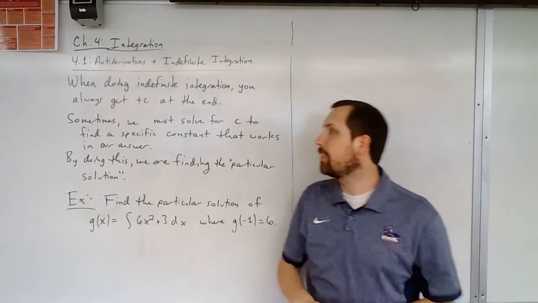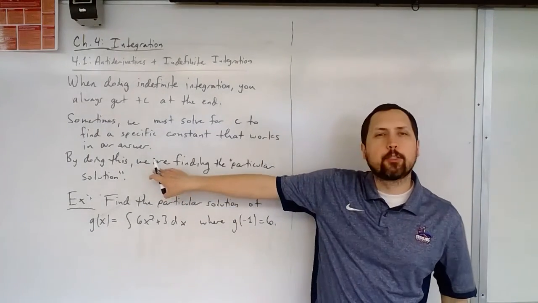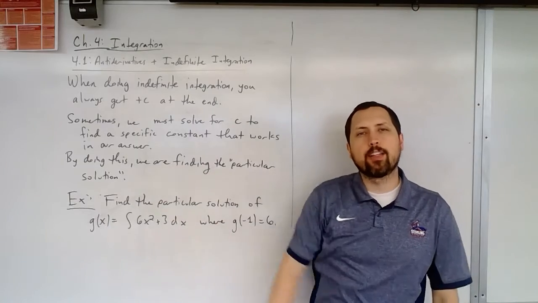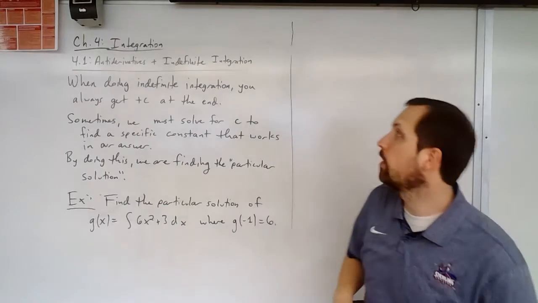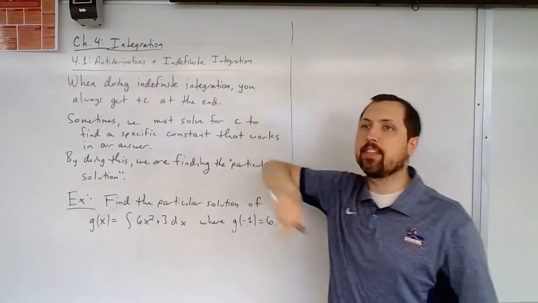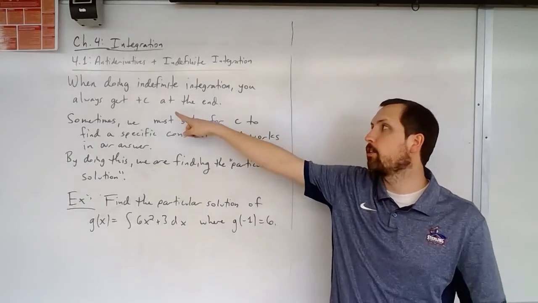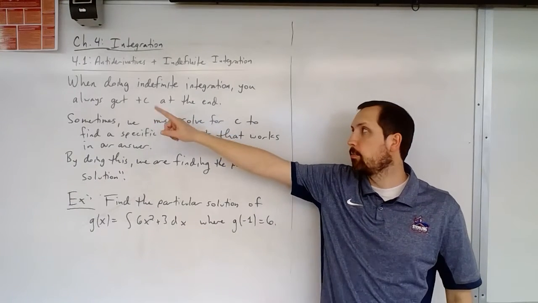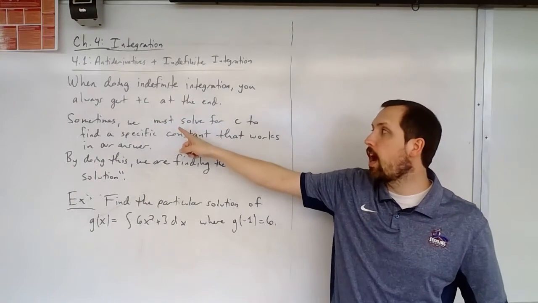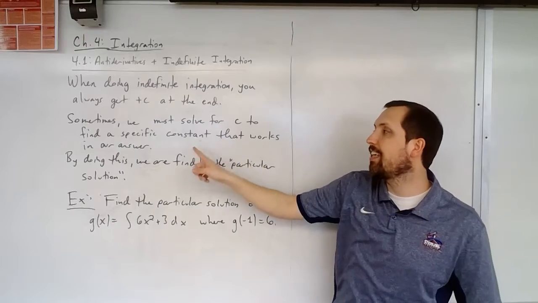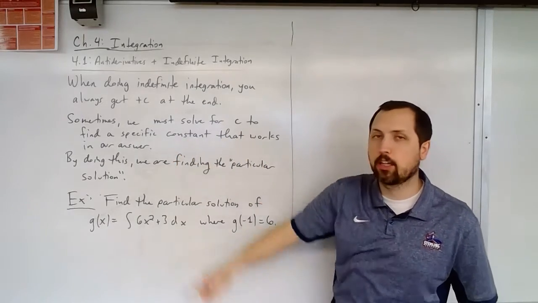Okay, so let's take a look at this specific type of thing where we're going to be looking for what's called a particular solution. Remember, we're doing this indefinite integration. So when we're finding this antiderivative, we always have this plus c at the end. So the plus c always appears. But sometimes we must solve for this c to find a specific constant that works in our answer.